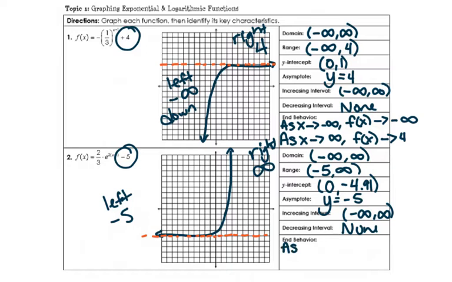So here's what I would write. As x approaches negative infinity, the left side of the graph, f of x approaches negative 5. It gets closer and closer to negative 5. As x approaches positive infinity, the right side of the graph, f of x goes up forever, so f(x) approaches positive infinity.